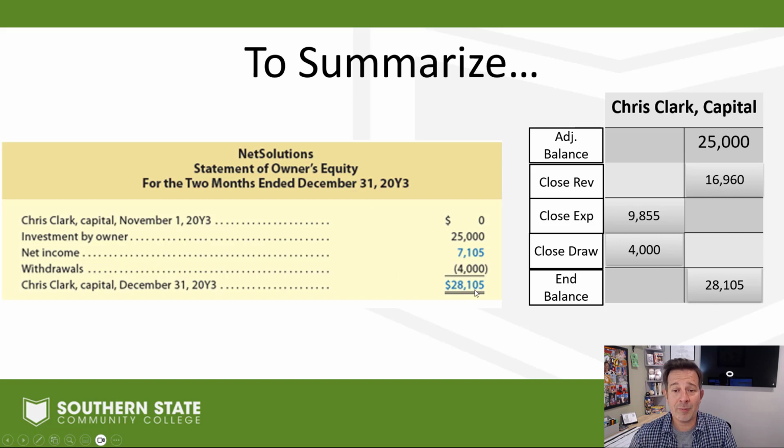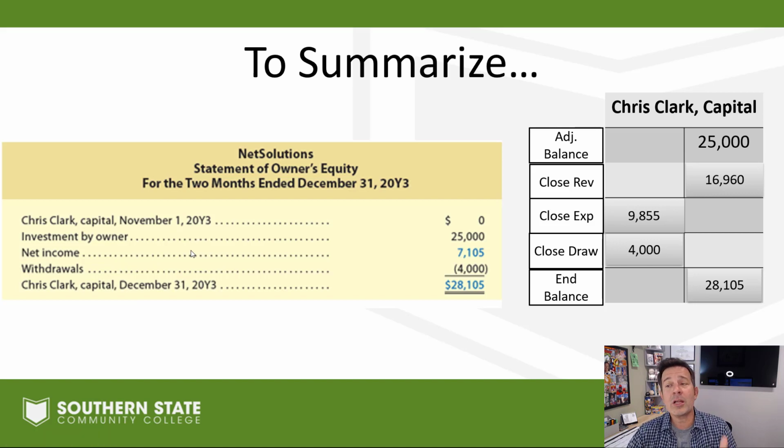$28,105 is our final amount. So, the closing process updates our equity under the capital account, right? We started with $25,000 where we had the owner investment. We dumped in revenue, we dumped in expenses, we dumped in the draw, and we end up with $28,105, which is what we had on our statement of owner's equity. So the closing process updates our accounts to reflect what's on that financial statement.